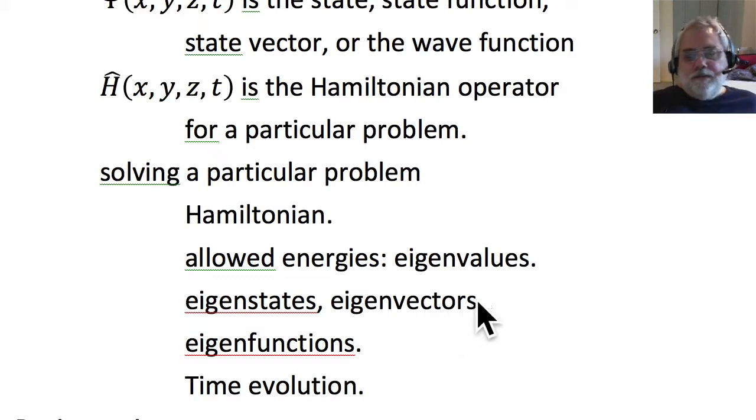In a book, 80% of the book will be doing this for different problems. It also has to explain, well, what are these things? What are these energy eigenvalues? What are eigenstates? Do we really know where the electron is? Stuff like that. That's like 20% of the book. 80% is solving problems. We're not going to solve very many problems. We're going to try and get the lay of the land.